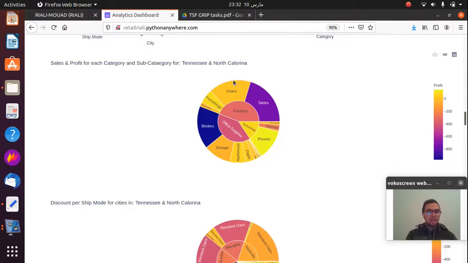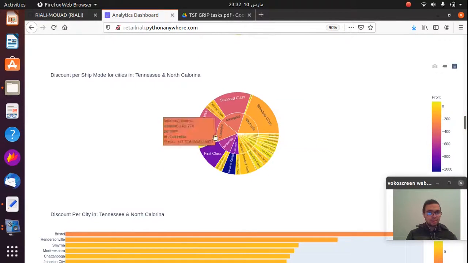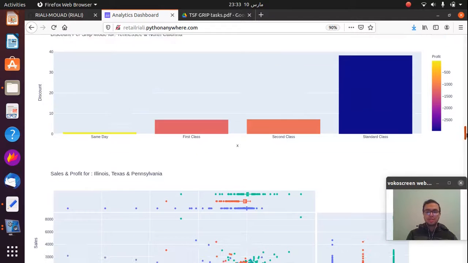And here we have sales, and we can observe that tables, binders, machines are highly profitable in a negative way. Here also storage, chairs, supplies, etc. Bookcases also. Same thing with the ship mode. Almost the same plot.